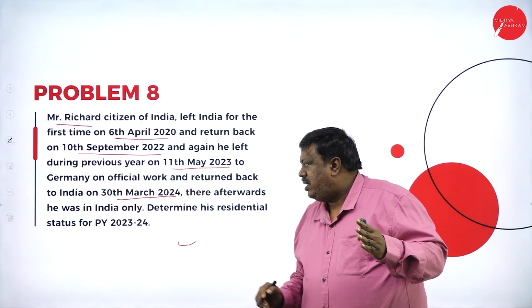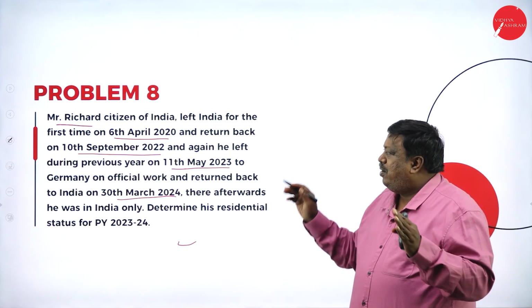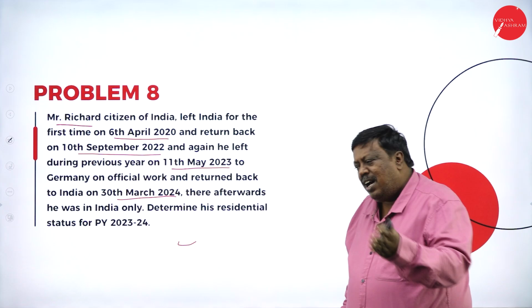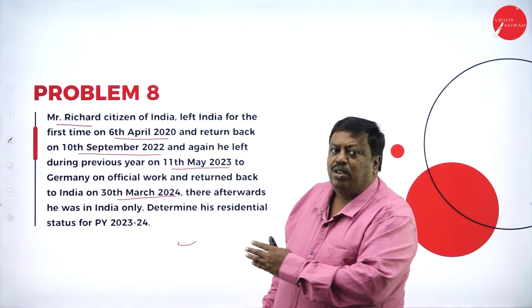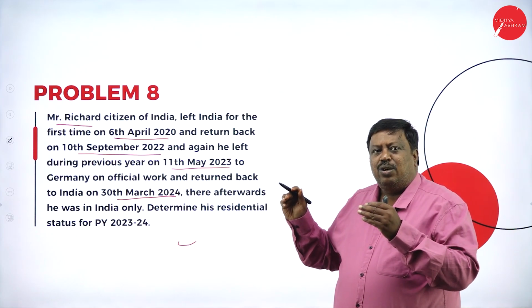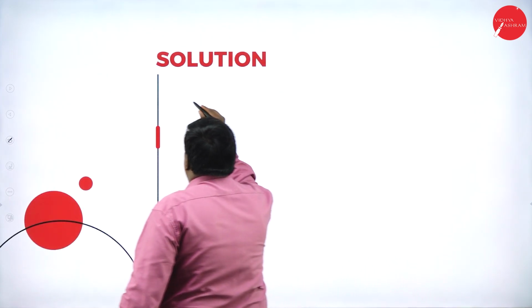And 30th March, I have returned. So 30 and 31, 2 days. So totally 42 days. So it seems that I couldn't satisfy my first basic condition as well as my second condition. So this problem is also non-resident. So let us solve this one. I'm Mr. Richard.